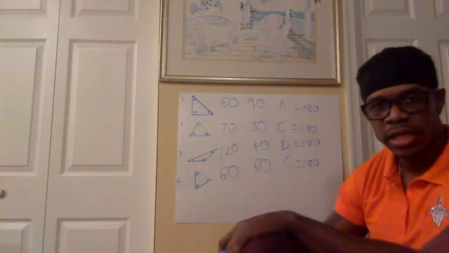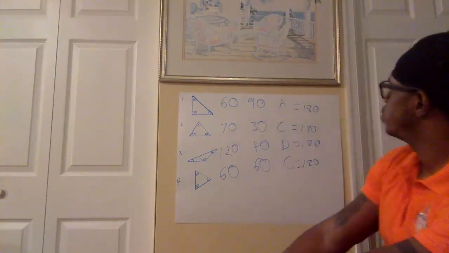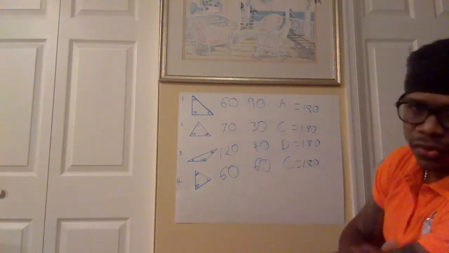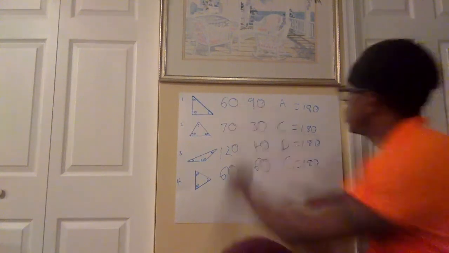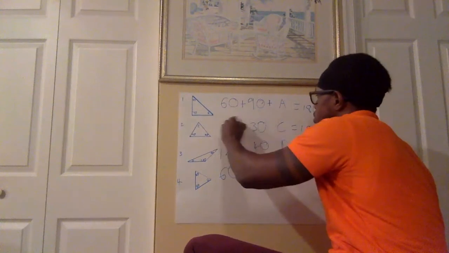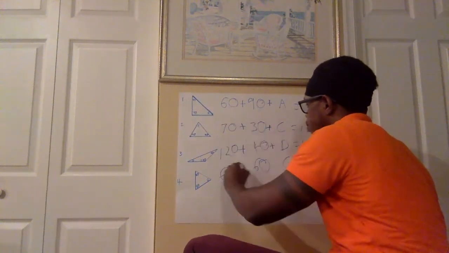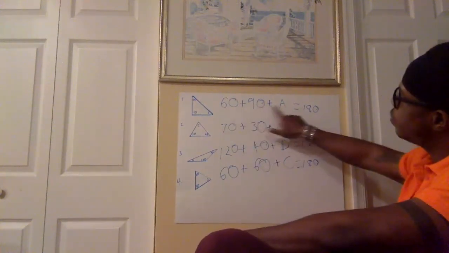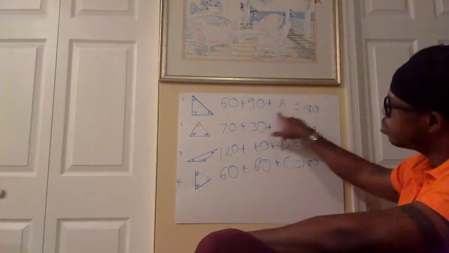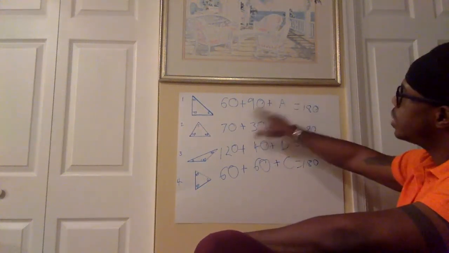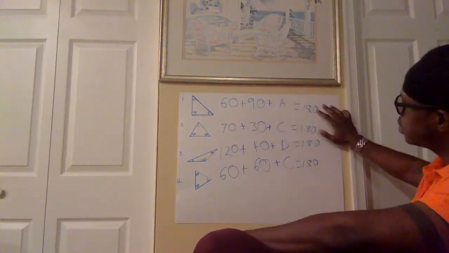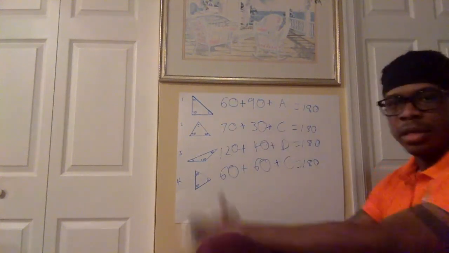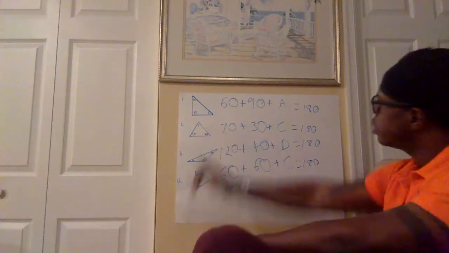All right, we're back. You guys did what you're supposed to do. You paused the video. So we have 60 plus 90. That's going to give us 150. Let's put the plus signs here. 150 plus A, we can't add that. So we make sure that the letter is by itself. You take the 150 away, whatever you take away on one side, take away on the other. That's going to be 180 minus 150. A is going to be 30 for number 1.